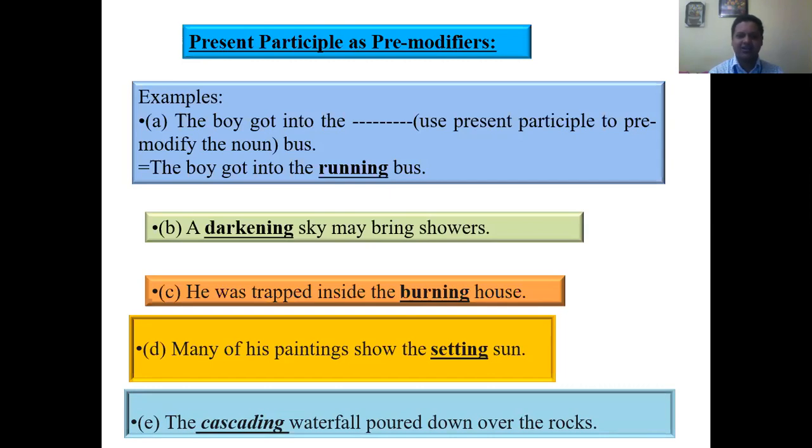So you can see running, darkening, burning, setting, cascading are examples of present participles, but they are sitting before the nouns. They are modifying the nouns, sitting before the nouns. That's why they are pre-modifiers.